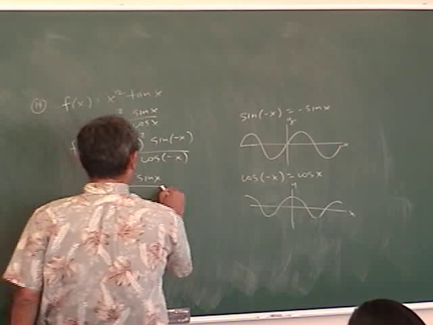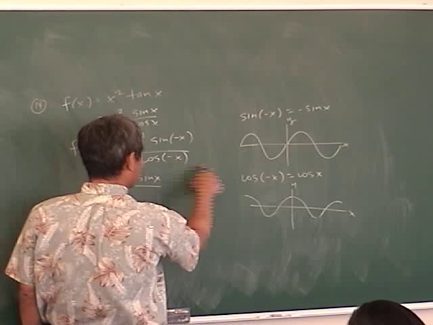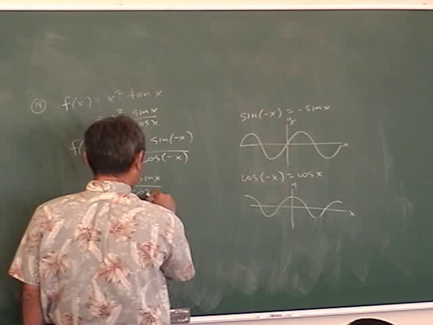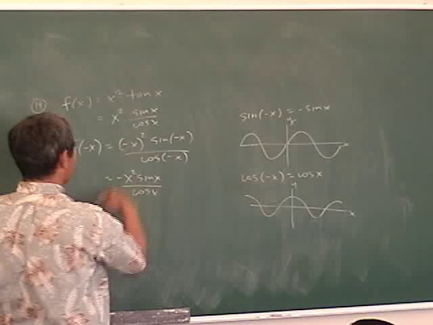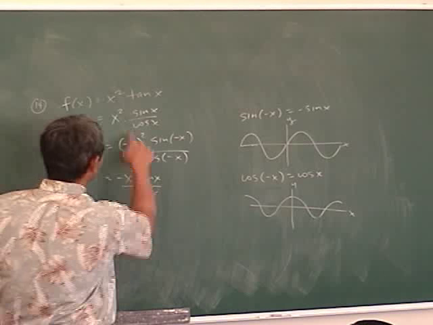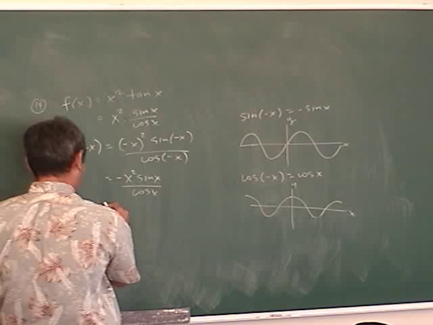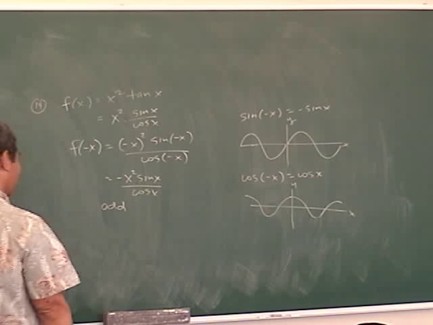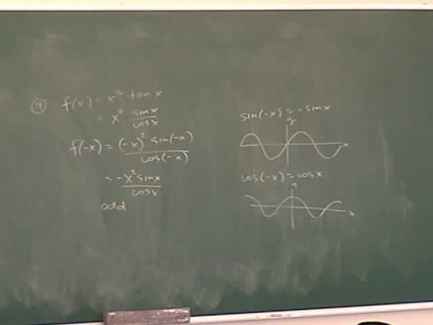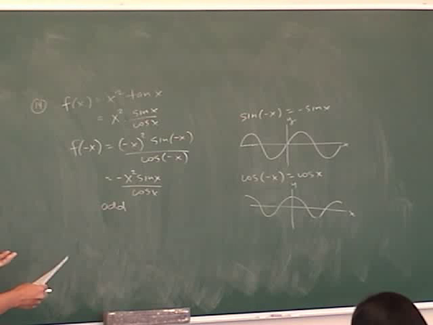Okay, so what is cosine of negative x equal to? Cosine x. Is this equal to the original function? Is it the opposite of the original function? Which means yes. So it's odd. That's how you determine if a function is odd or even.